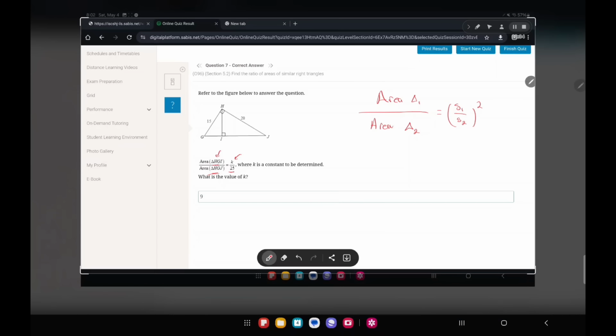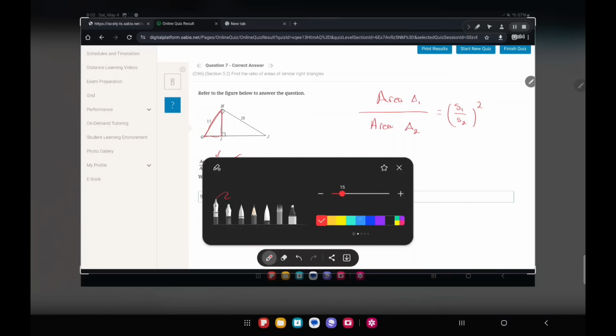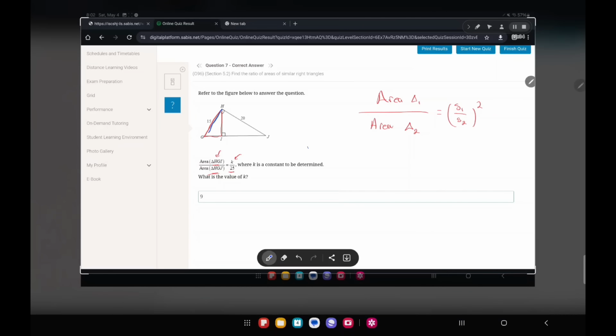So let's take a look here. We have HDI, which I'm going to draw in red, HGI, and then you have HDJ, which I'm going to draw in blue, HGJ. You have these two triangles, and we need HDI over HDJ. So that means we want a side from HDI. Let's write area of triangle HDI over area of triangle HDJ. It's always a side from HDI over a side from HDJ, and then squared.